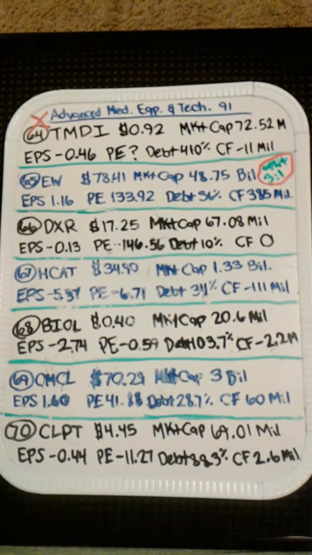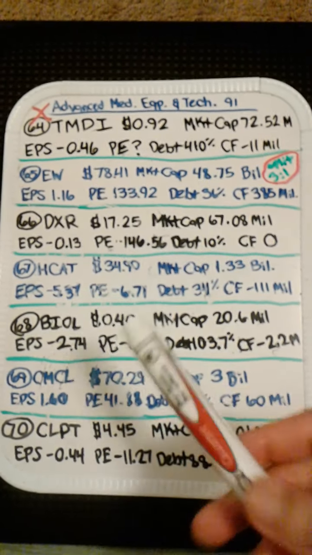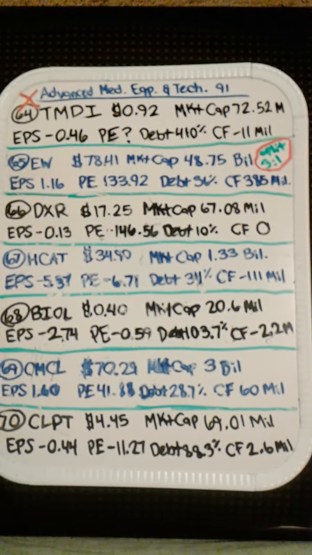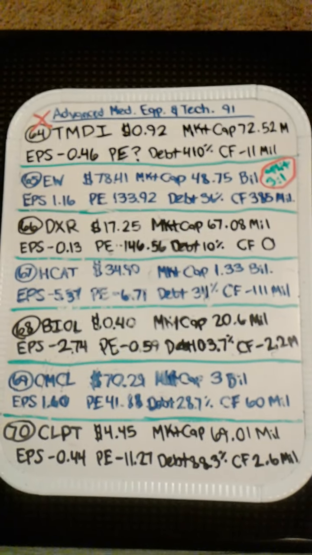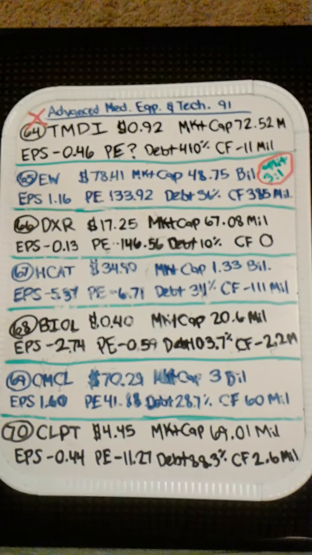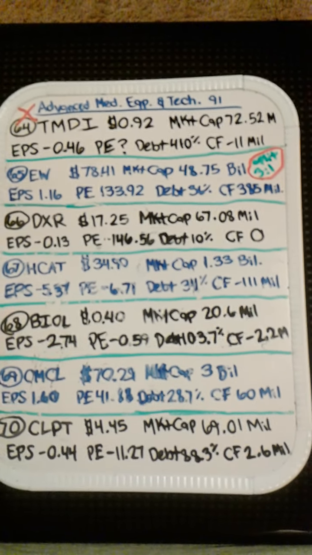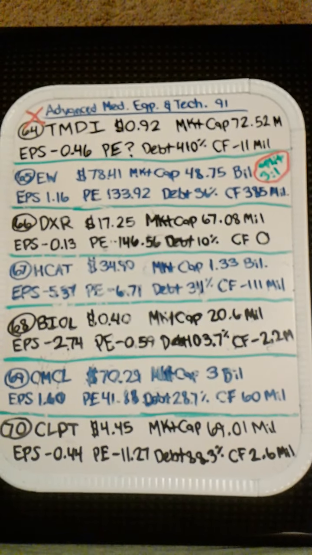So that's all. So earnings per share is, let's see, I have 1.16. PE ratio is at 133. Debt is at 36%. Cash flow is at 385 million.